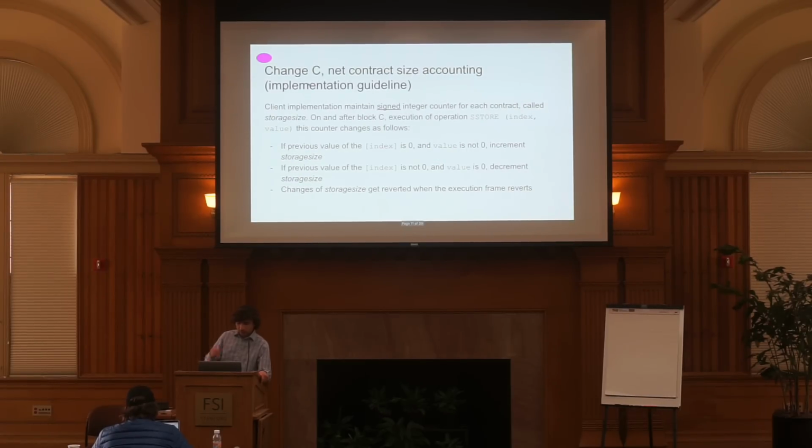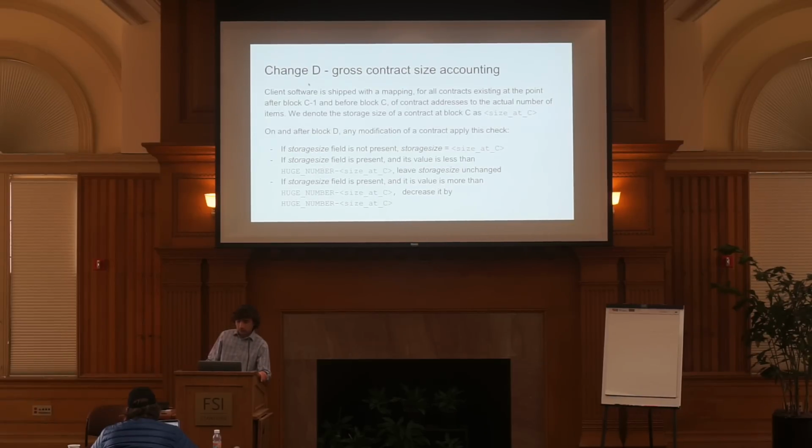I haven't finished writing this yet, but I'm trying to write down what we thought about the gross contract size accounting. Instead of splitting into two forks, we're just doing one fork, but now I turned it into an implementation guideline. At change C, this is up to the client implementation, but they start maintaining the signed integer count, and whenever they execute a store, they do these things to this counter. In change D, this needs to be rewritten, by the way. At change D, they inject the correct value into the state after block D. So this is how you can achieve it in one hard fork.